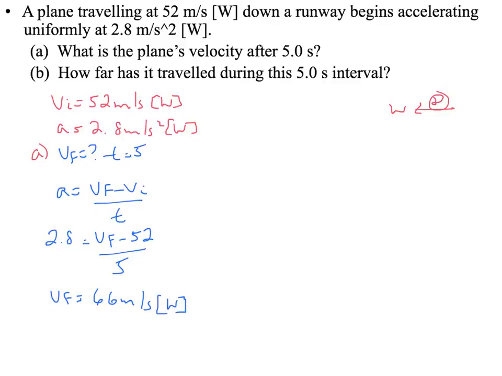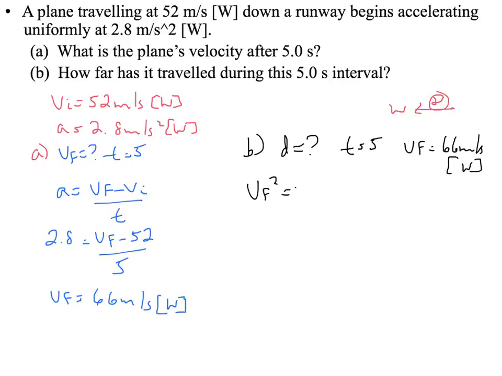B says, how far has it traveled, so D is the question, during this 5-second interval? T equals 5. Now we also have VF. We just figured VF out. Right? VF is 66 meters per second west. So let's use the equation that makes life easier for us.